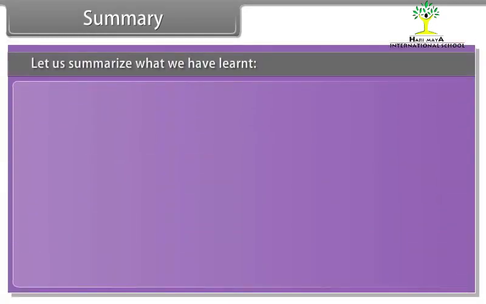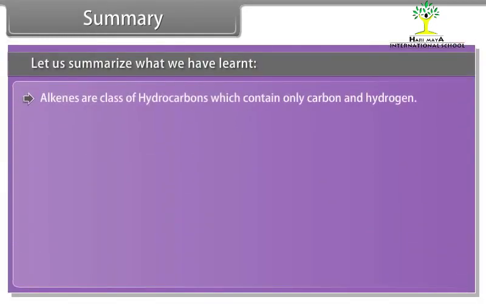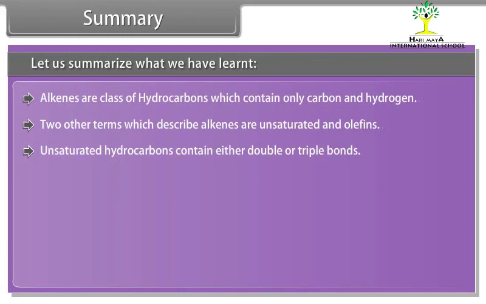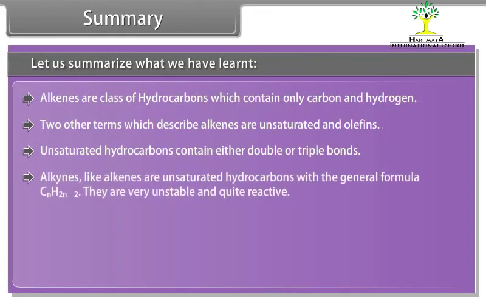Summary. Let us summarize what we have learnt. Alkenes are a class of hydrocarbons which contain only carbon and hydrogen. Two other terms which describe alkenes are unsaturated and olefins. Unsaturated hydrocarbons contain either double or triple bonds. Alkynes, like alkenes, are unsaturated hydrocarbons with the general formula CnH2n-2.